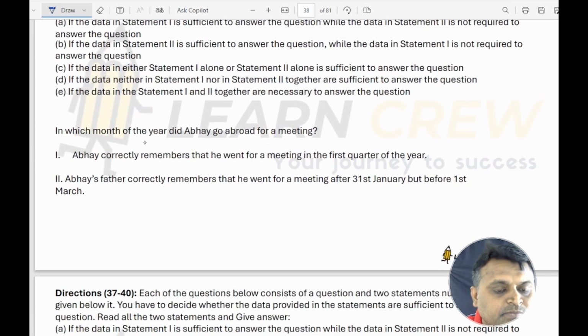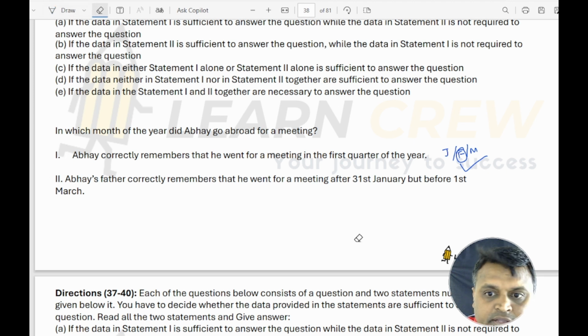In which month of the year did Abhay go abroad for a meeting? Abhay correctly remembers that he went for a meeting in the first quarter of the year. In the first quarter of the year means it will be January, February or March. Abhay's father correctly remembers that he went for a meeting after 31st January but before 1st March. So you can say the answer is February. You can say only when you take both the informations. So here, oh no, only with the help of 2 also you can say. Yes or no, only 2 is sufficient here.